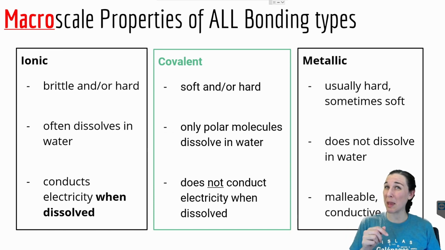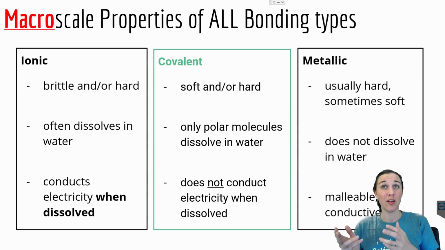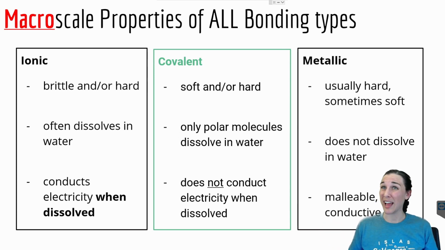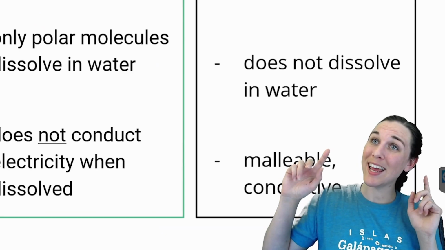It has to be a polar covalent molecule in order for it to dissolve. If it's a non-polar molecule like oil, oil would not dissolve in water. So you have to have something that's polar, like sugar, covalently bonded, that will dissolve in water. Now the difference here though is that if a covalent bond like sugar were to dissolve in water, it doesn't conduct electricity. And of course what we talked about today are metallics.